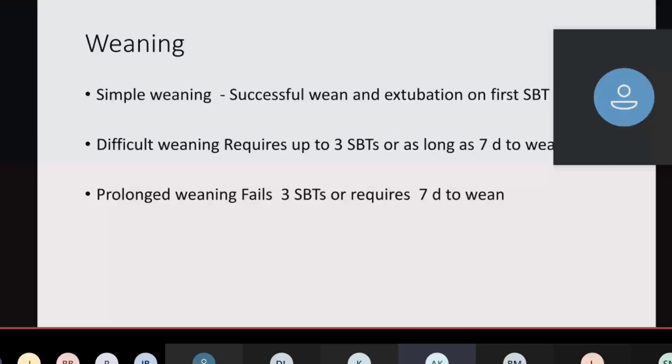Most of the patients will fall under simple weaning, most of the ICU patients. Only a few, around 15 to 20%, might fall under difficult weaning, who might require 3 or more breathing trials and take almost 7 days to wean. Prolonged weaning is seen in trauma, severe sepsis, patients with severe CIPN, neurological manifestations like stroke and intracranial hemorrhage, tracheostomy, and patients with severe ILD who got intubated. So these patients are a little challenging and they might take more than 7 days to wean.